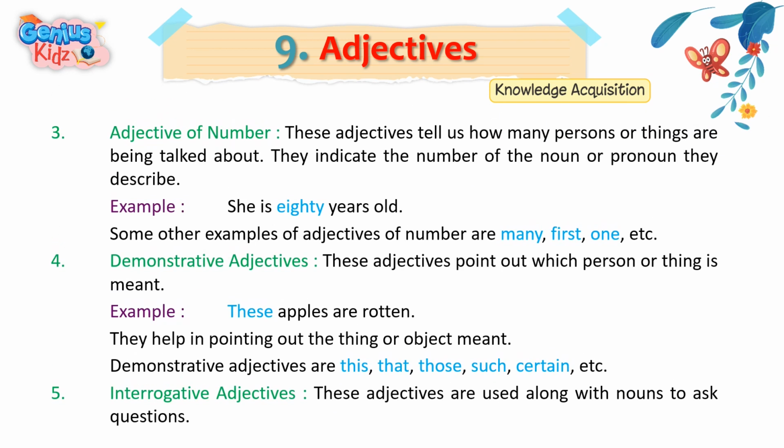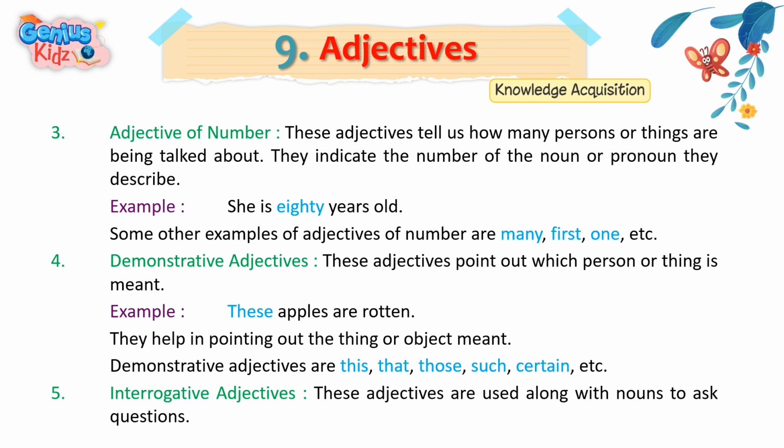3. Adjective of number. These adjectives tell us how many persons or things are being talked about. They indicate the number of the noun or pronoun they describe. Example: she is 80 years old. Some other examples of adjectives of number are many, first, one, etc.